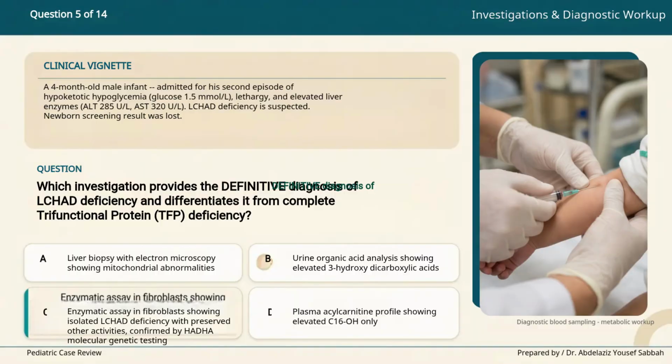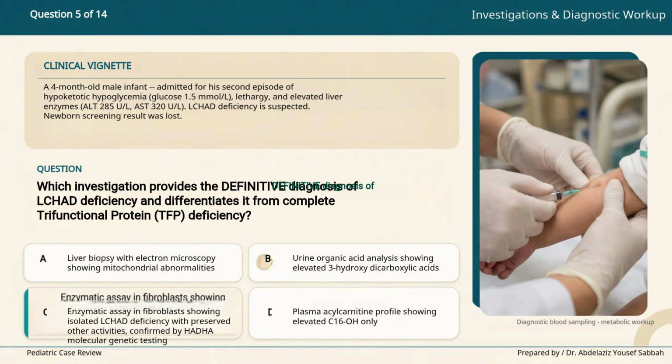Question 5. A 4-month-old male infant is admitted for his second episode of hypoketotic hypoglycemia with a glucose of 1.5 millimoles per liter, lethargy, and elevated liver enzymes, with an alanine transaminase of 285 units per liter and an aspartate transaminase of 320 units per liter. LCHAD deficiency is suspected, but the newborn screening result was lost. Which investigation provides the definitive diagnosis of LCHAD deficiency and differentiates it from complete trifunctional protein deficiency?